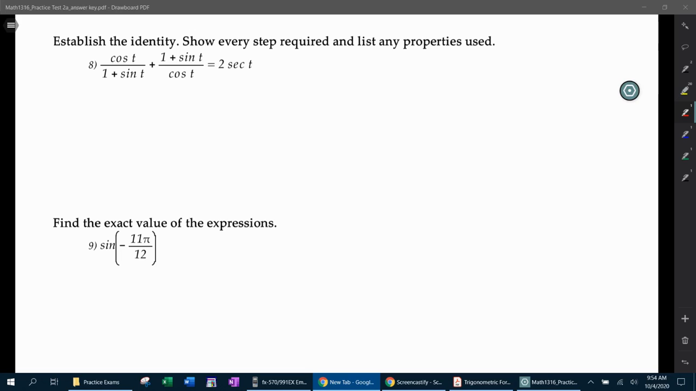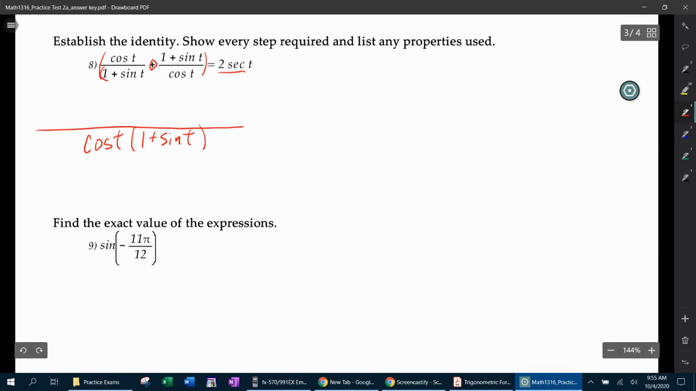Number 8, establish the identity. Show every step required and list any properties used. Okay, so the first step is to work on the more complicated side so that we can produce the other side. Notice that we're trying to add two fractions here. What do you have to do to add or subtract fractions? You have to have a common denominator. So the common denominator here is going to be cosine t times 1 plus sine t.